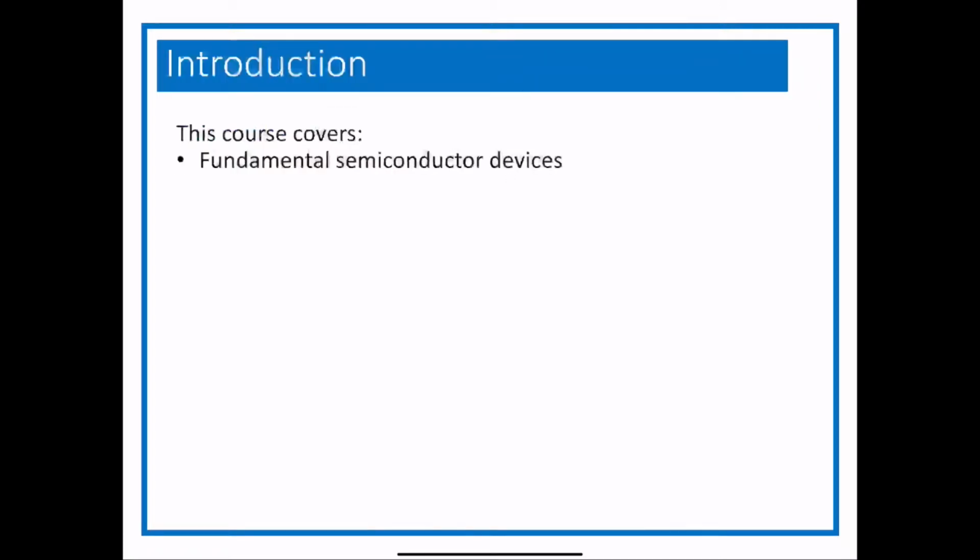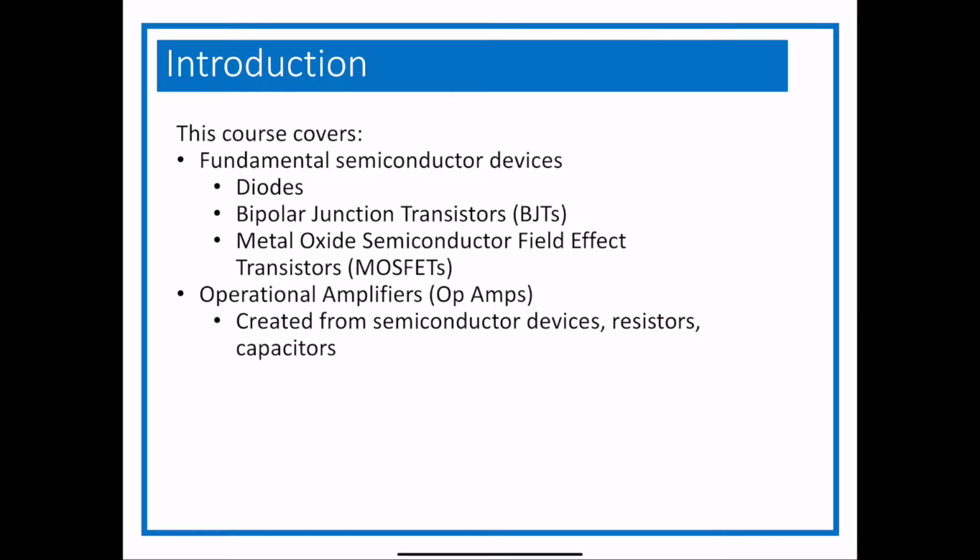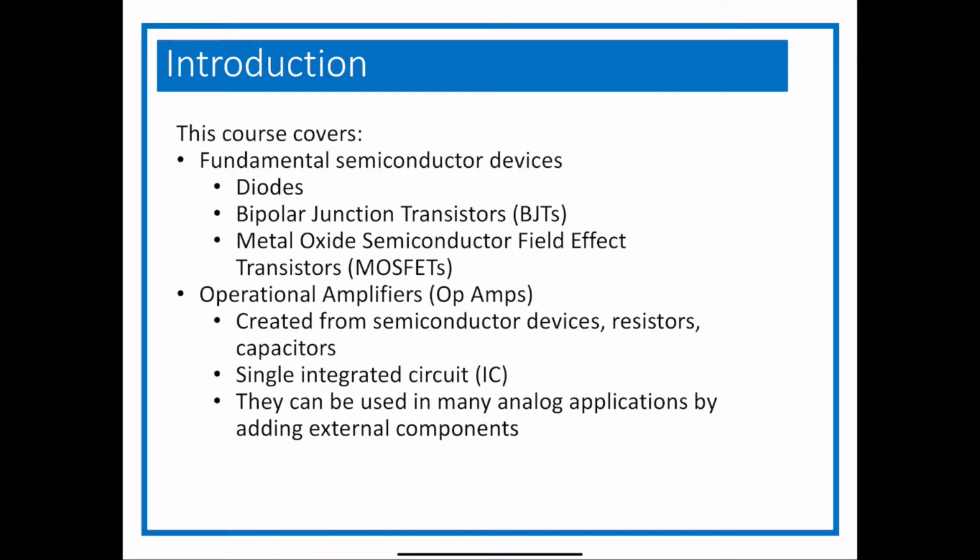The topics we cover are fundamental semiconductor devices such as diodes, bipolar junction transistors, metal oxide semiconductor field effect transistors, and also operational amplifiers. Operational amplifiers are created from semiconductor devices, resistors, and capacitors. They are one integrated circuit, and they can be used in a lot of analog applications by adding external components, whether it be resistors, capacitors, or inductors.